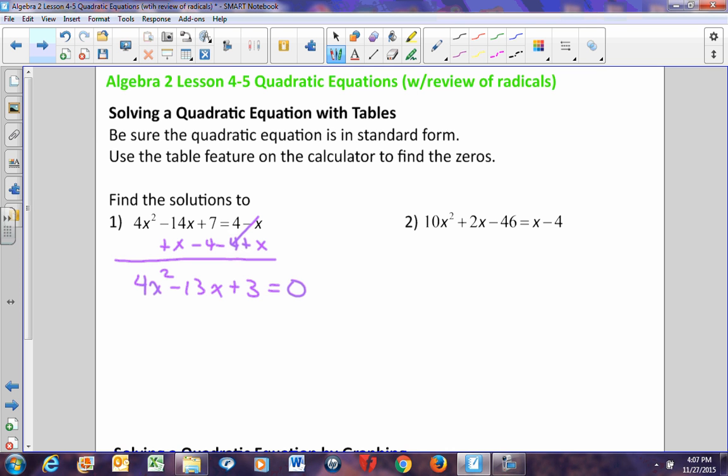And you want to make sure you set your table up, because we're obviously getting a number that is less than 1, but greater than 0, so it's a decimal. I'm not sure what decimal, it's a fraction. So I need to make sure that I have a table set. On the 84, go to second window, and that's your table setup. I'm going to start at 0, because I know it's got to be greater than 0.